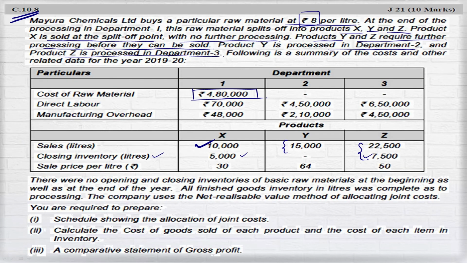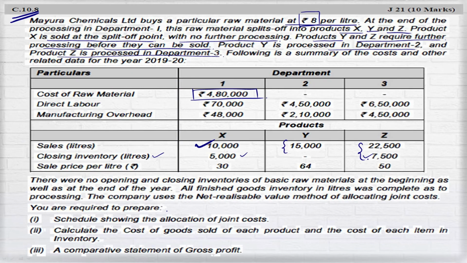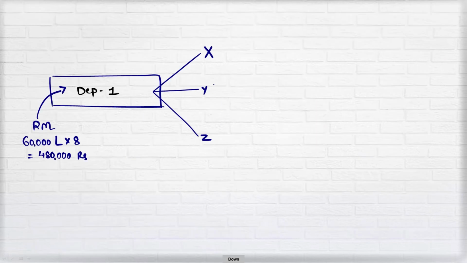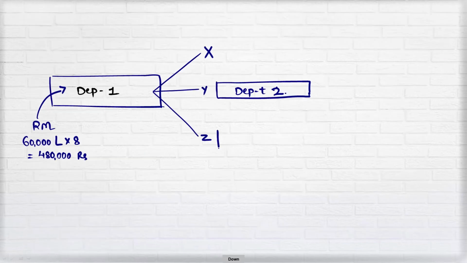The product X is sold at the split off point. So X will be sold at the split off point. Y and Z will be further manufactured. Y and Z require further processing before they can be sold. Product Y is processed in department 2, and product Z is processed in department 3. X is not processed at all.